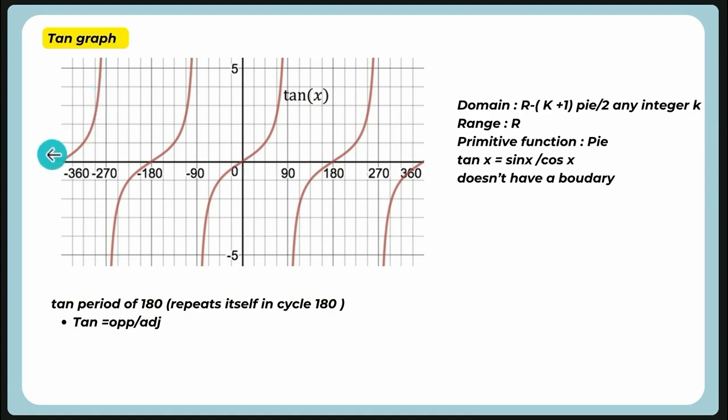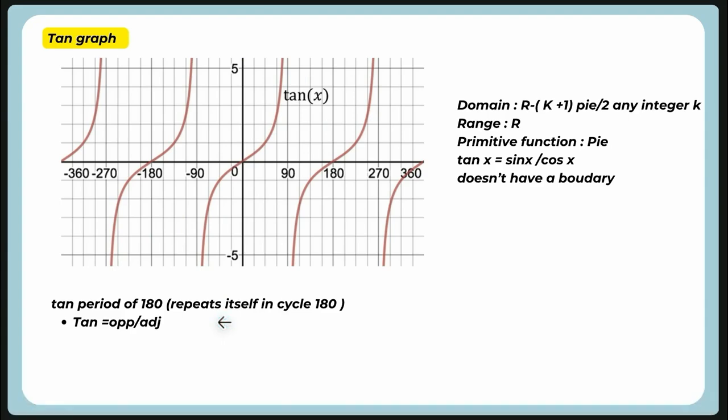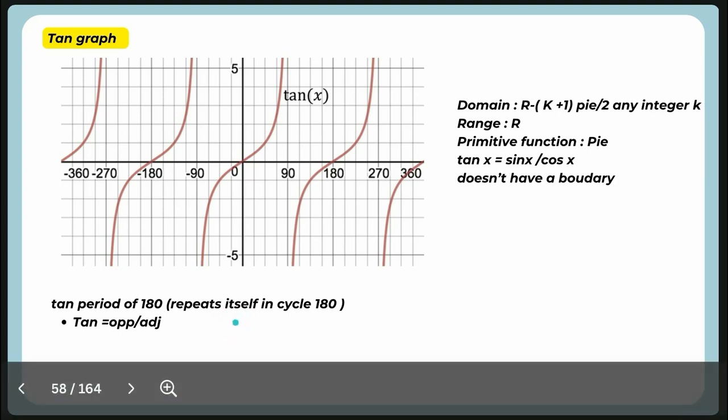And that's how the tan graph looks. It's periodic, with a period of 180, so it repeats every 180. It's opposite over adjacent, and the domain is R minus (2k plus 1) times pi over 2, for any integer k. The range is all of the real numbers. Right here, it's a periodic function, as I mentioned, of pi or 180. And the equation is sine over cosine, and it does not have a boundary, okay?